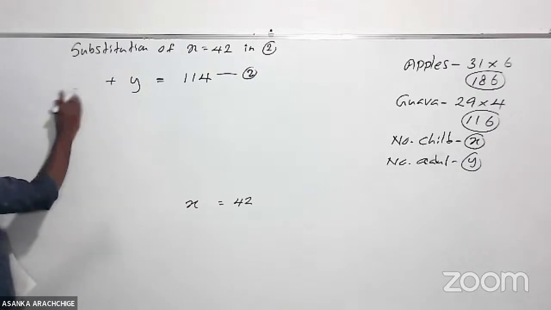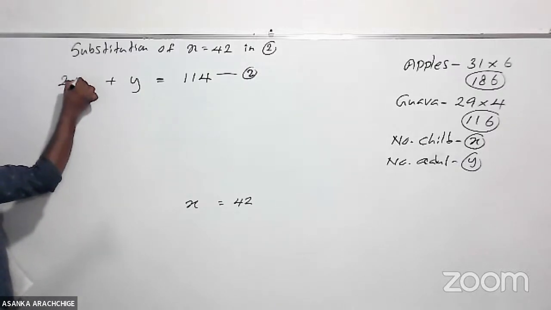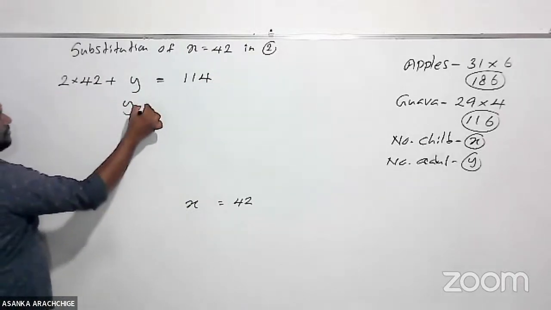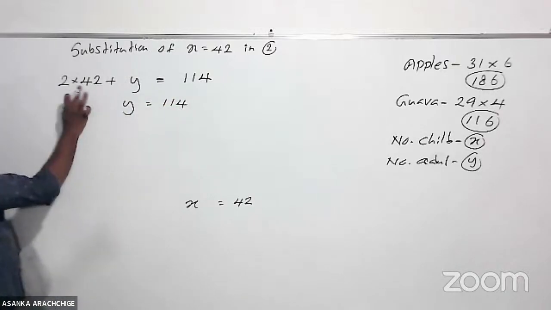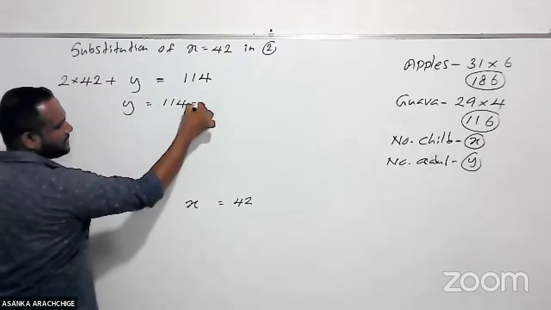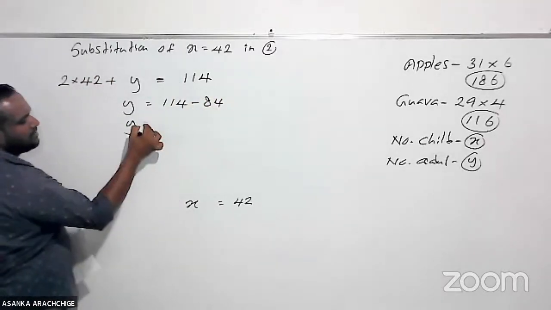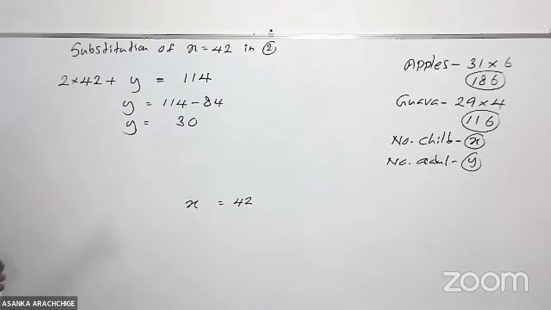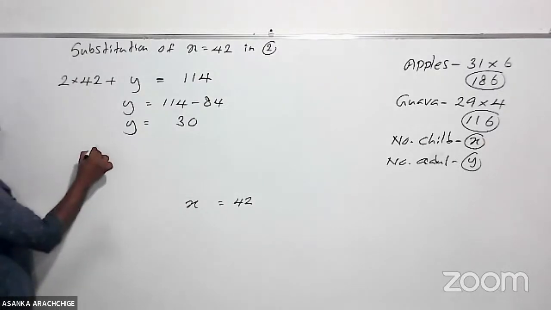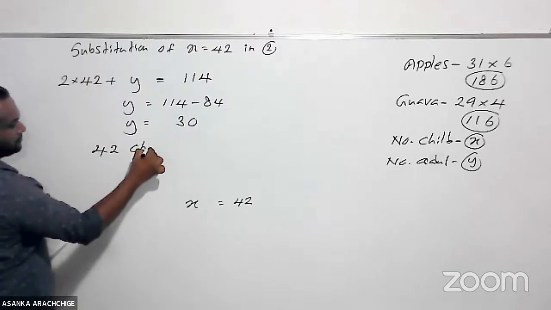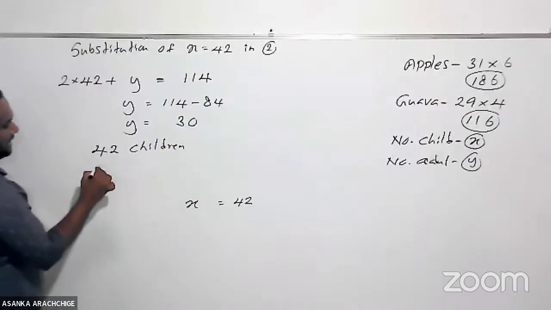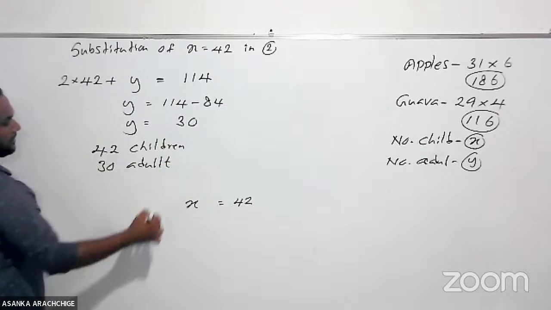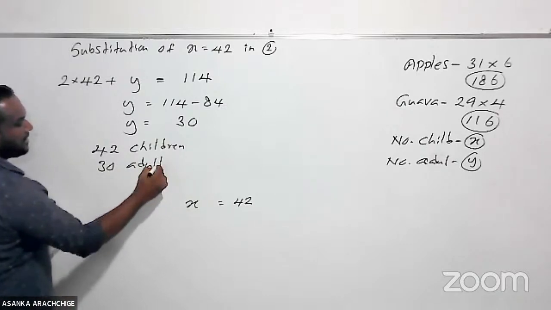2x, 2 times 42 plus y is equal to 114. So y is equal to 114. 2 times 42, 84 goes to the other side, that's minus 84. Then y equals 114 minus 84, 30. Then write 42 children and 30 adults. 30 adults are in the camp.